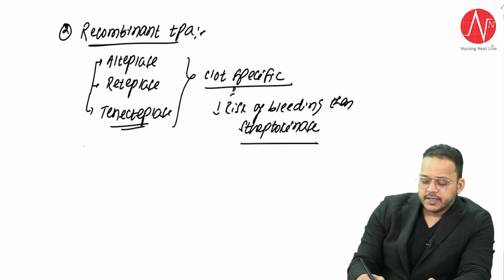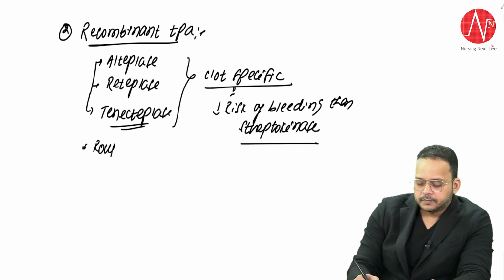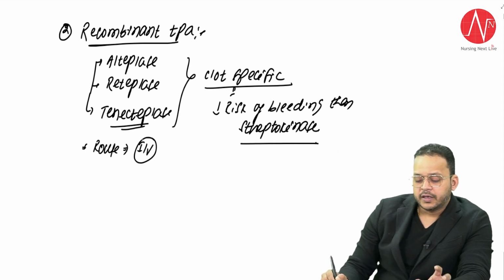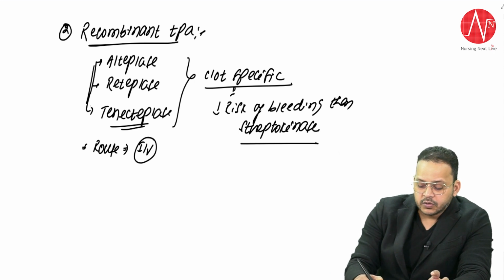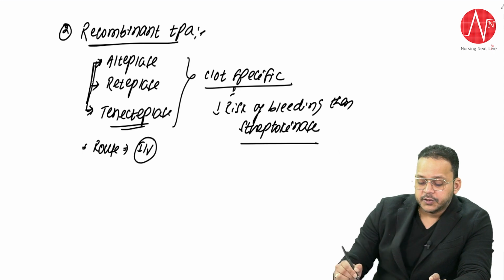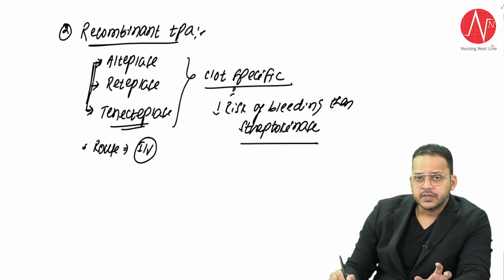Now these drugs, guys, their route is also IV or intravenous. Recombinant TPA are given by intravenous route. Recombinant tissue plasminogen activator, their route is intravenous. And these are clot specific drugs. They decrease the risk of bleeding compared to streptokinase.